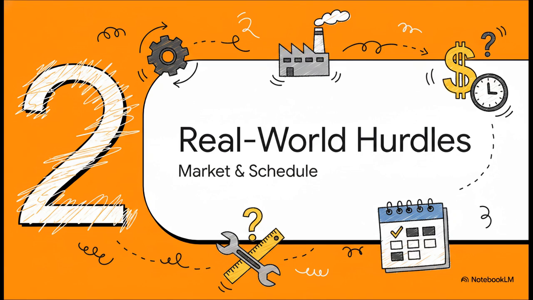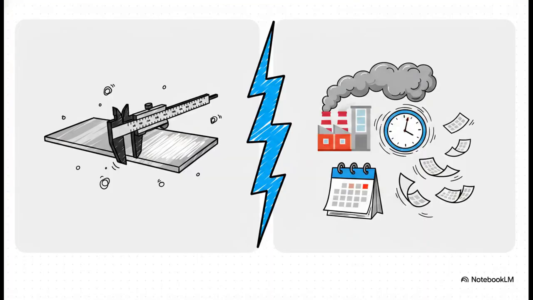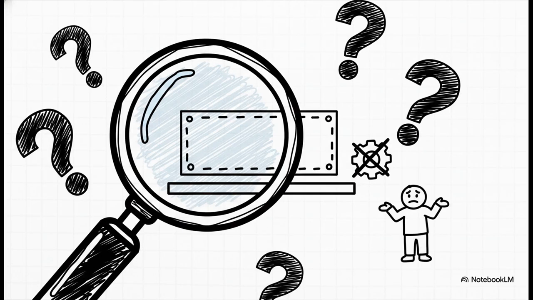Section 2. Real-world hurdles, market and schedule. Engineering doesn't happen in a vacuum. Notice the really stark contrast here. On one side, you have the pristine, perfect math of your 10 mm calculated thickness, and on the other, the totally chaotic reality of market availability and strict project schedules. I mean, ask yourself this. What happens to your flawless engineering plan if a 10 mm plate simply does not exist in the market when you need it? It happens way more often than you'd think.